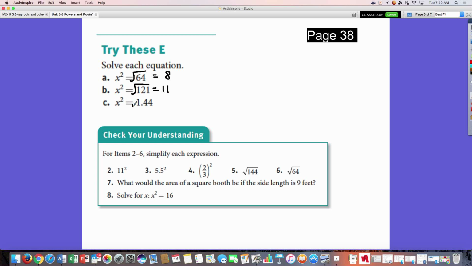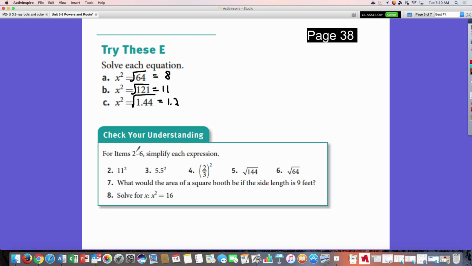What's the square root of 1.44? Doing this off the top of my head, is it 1.2? Hold on, let me check. I better check my calculator on that one. I was right. I'm smarter than I look.